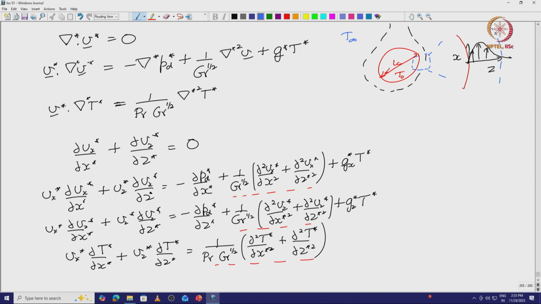Mass conservation equation: partial Vx by partial x plus partial Vz by partial z equal to 0. Momentum conservation in the x direction: Vx partial Vx by partial x plus Vz partial Vx by partial z, pressure gradient, viscous term and gravitational term. And this is the z momentum. Once again, convective term on the left, pressure gradient, viscous term, gravitational term, and this is the energy. Left side is the convective term, right side is the thermal diffusion or thermal conduction term, del square of T.